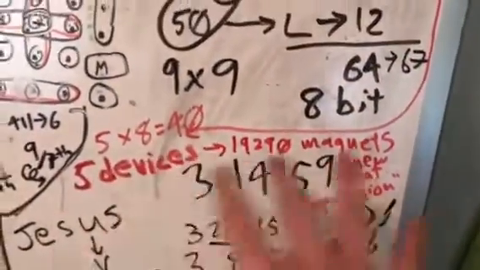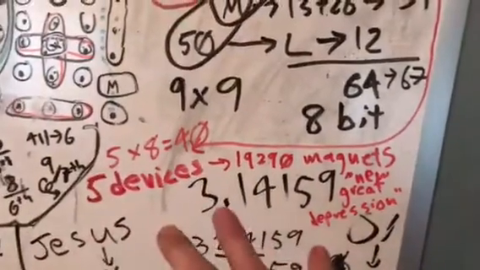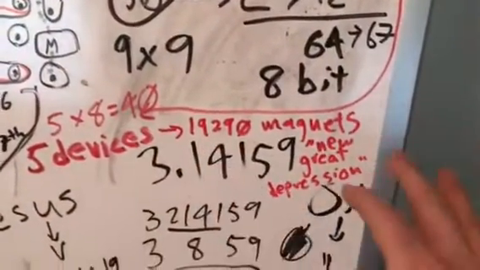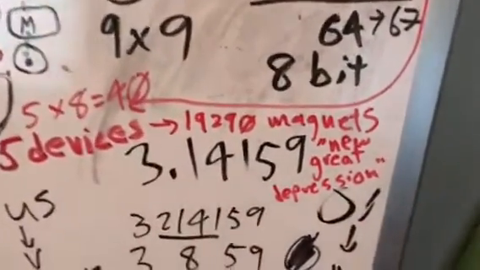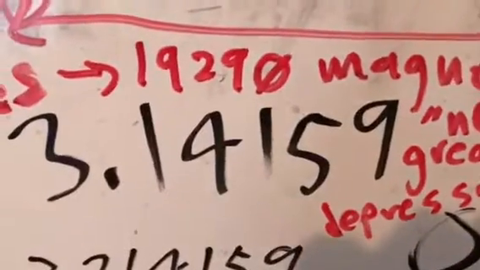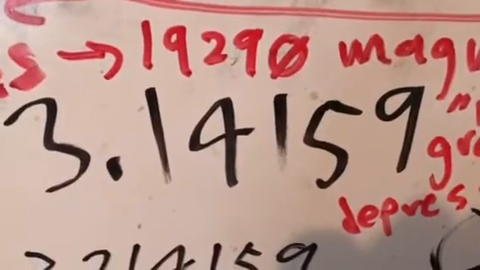So, whatever you want to believe about whateverness here, okay? Great depression of magnets. Let's find out how many magnets are in one device using this. And then let's find out how many there are in 2 devices.